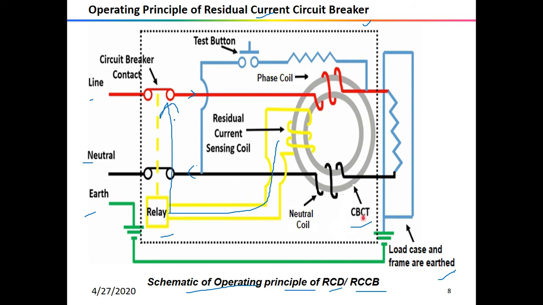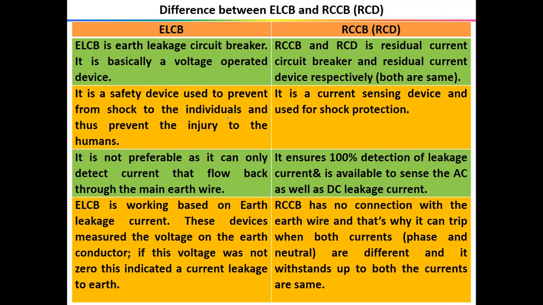It is important to note that both the line and neutral conductors pass through this toroid, so they are connected. So whenever something touches the live wire, there will be a difference in current, which will be detected by this relay and sent to the circuit breaker. So this is all about the operating mechanism of this RCD.